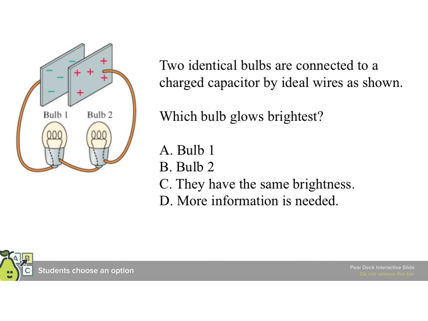All right, 2 identical bulbs are connected to a charged capacitor by ideal wires as shown. Which bulb glows the brightest? And I'm sure it will be no surprise at all. They will have the same brightness because the current in the wire has to be the same. The current here is the same, which means at this point the current's the same. It all enters the bulb. Nothing happens to it in the bulb, so it leaves. And so whatever the current was coming in, it left here. And then it's the same current that enters this bulb and leaves.